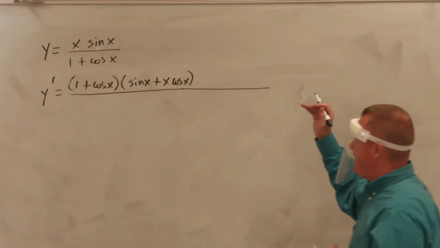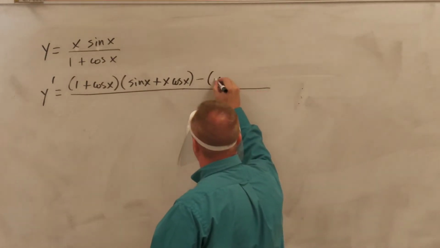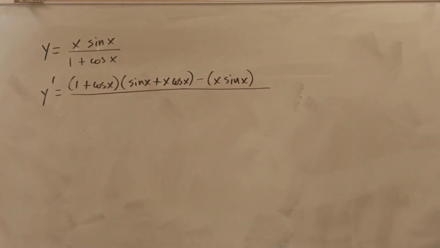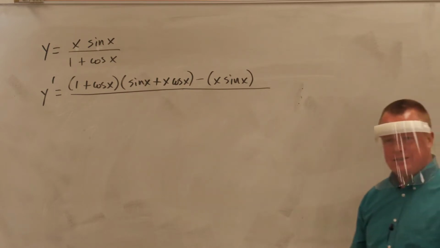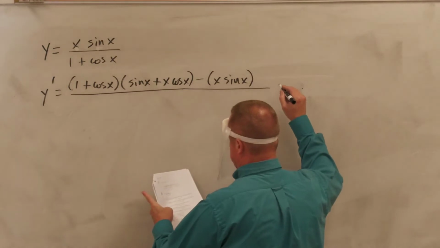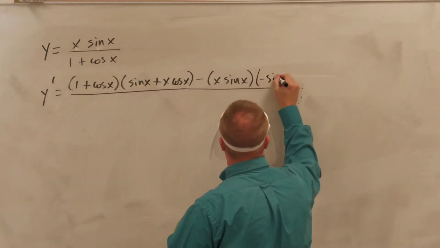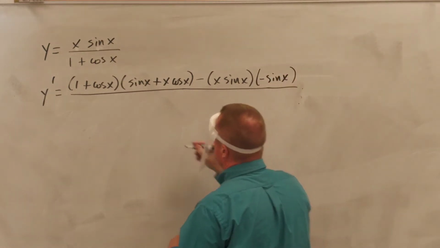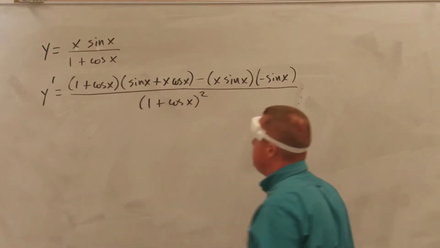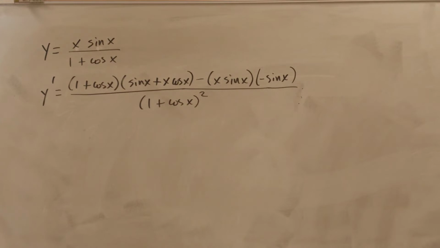So now the top minus the top times the derivative of the bottom. Okay, so 1 plus cosine x, derivative of 1 is 0. Derivative of cosine, negative sine, right? So that would be times negative sine x over the bottom squared. Okay, any questions about that first step? Okay, now you just got to reduce.